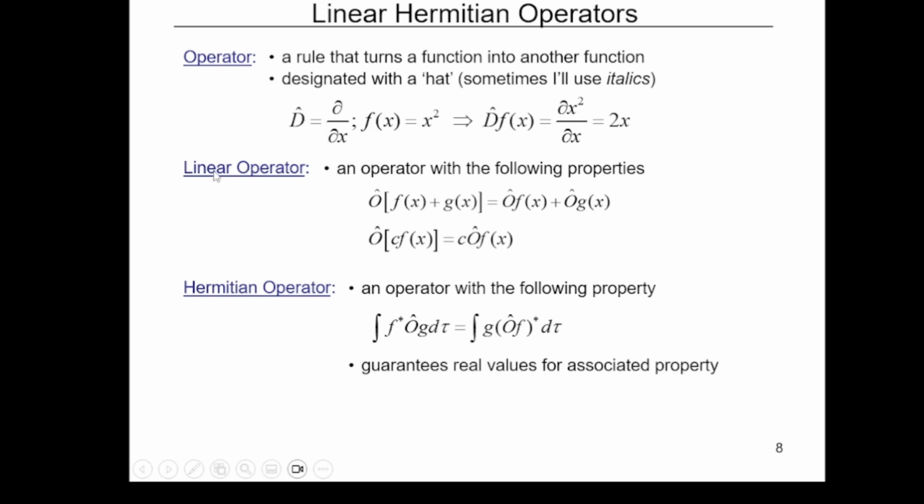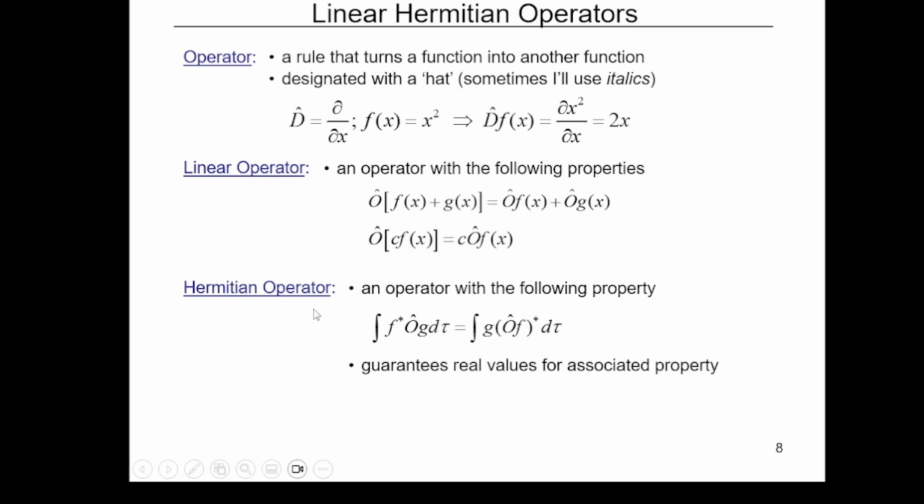Now you have two different types of operator available. An operator with the following properties: operator (f(x) plus g(x)) is equal to operator f(x) plus operator g(x). So it means it can apply linearly on both of them. That is why it is called a linear operator. So operator (c f(x)) is equal to c times operator f(x). So again, this is an example of a linear operator.